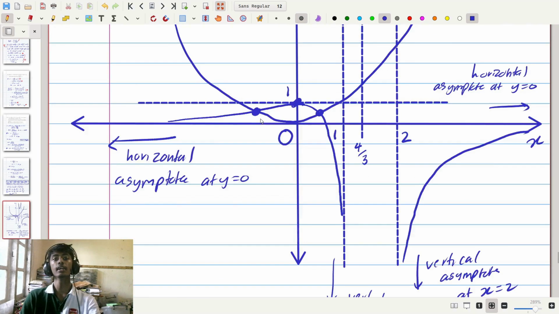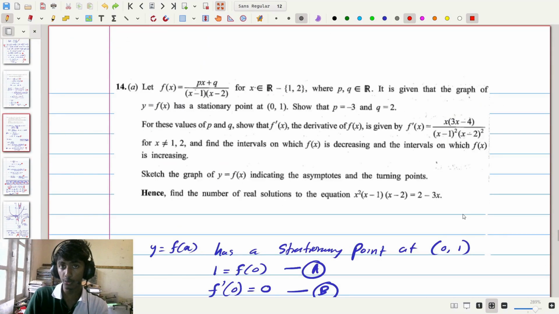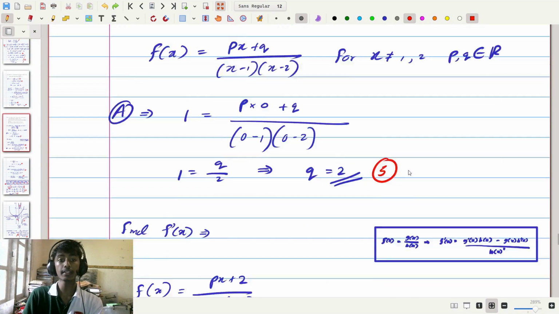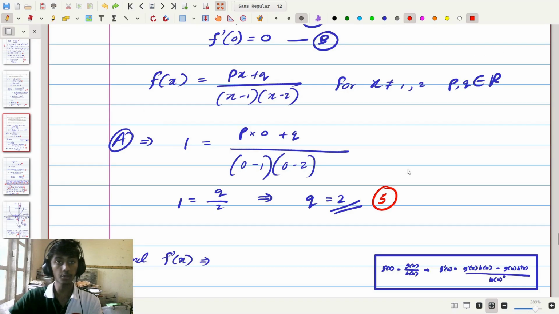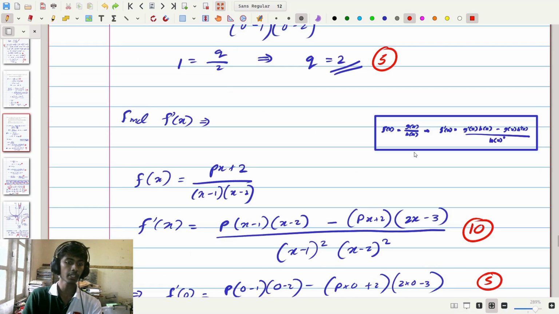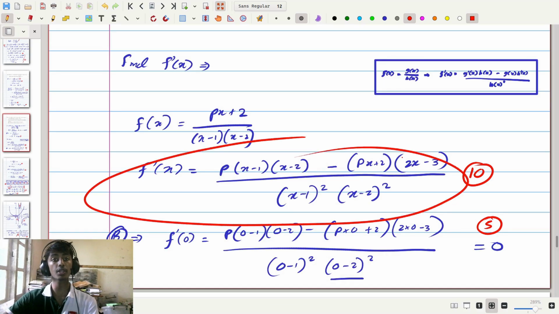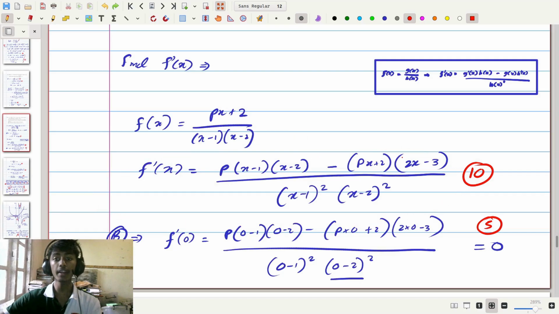Now finally, let's discuss the marks awarded for this part of the question. At the start of the question, when you use the fact that f of 0 is equal to 1 and you substitute into f of x and find that q equals 2, finding q equals 2 gets you 5 marks. Now after this, when you find f prime x, the derivative of f of x, and you write down using the quotient rule this equation of f prime x like this, that directly gets you 10 marks.